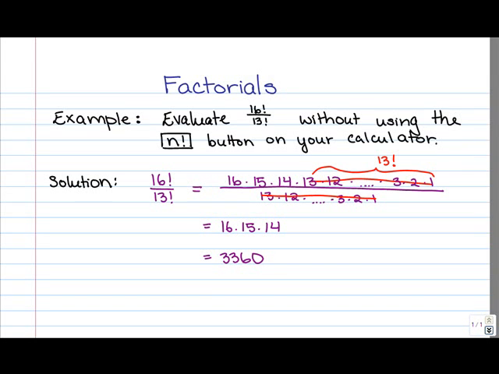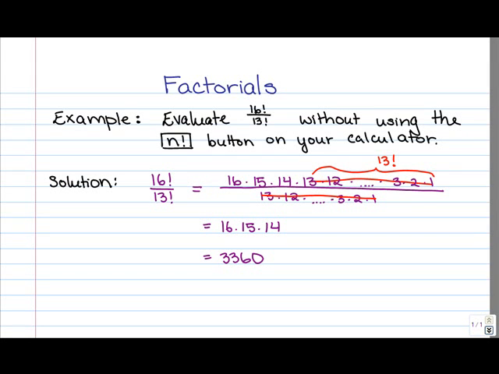Again, just to recap, what we did is we noticed that in the numerator, 16 factorial is 16 times 15 times 14 times 13 times all the numbers below it. But of course, 13 times all the numbers below it is just 13 factorial, so that cancels with the denominator. So all we're left with is the 16 times the 15 times the 14.